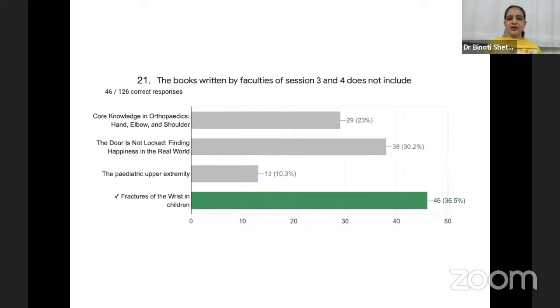And the last: the books written by faculties of session 3 and 4 do not include Core Knowledge in Orthopaedics, Hand, Elbow, and Shoulder, The Door is Not Locked, Finding Happiness in the Real World, The Pediatric Upper Extremity, or Fractures of the Wrist in Children. Unfortunately, only 46 have got it right. So I think the delegates have to log in early and be present at the session where we introduce our esteemed faculty.